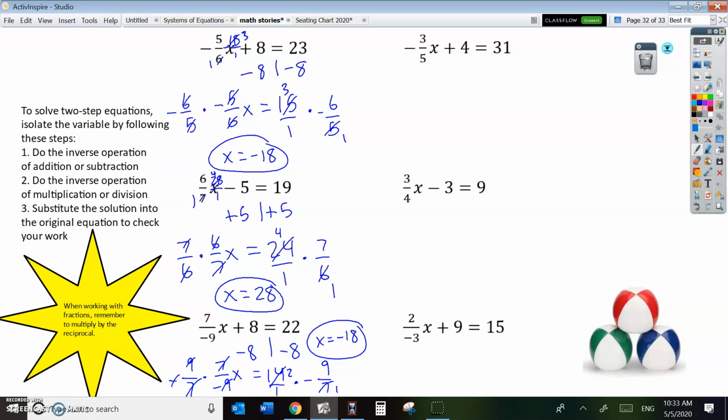Put negative 18 in here. Over 1. The negatives cancel. The 9 turns into a 1, 18 into a 2. 7 times 2 is 14. 14 plus 8 is 22.